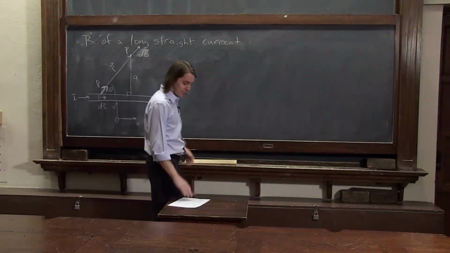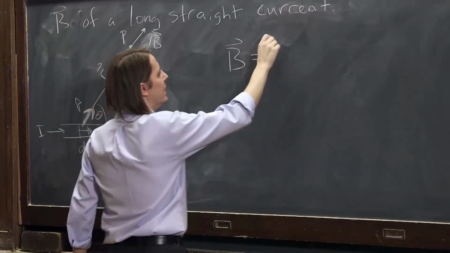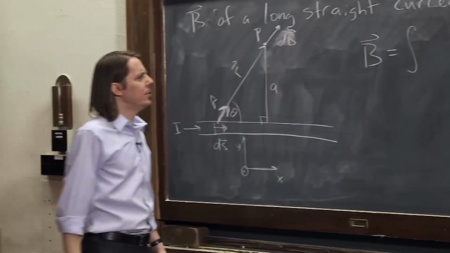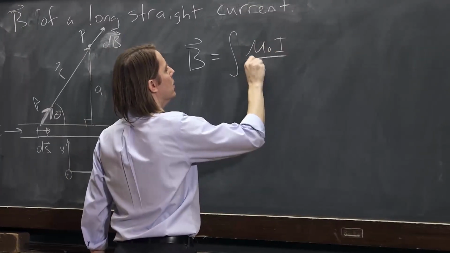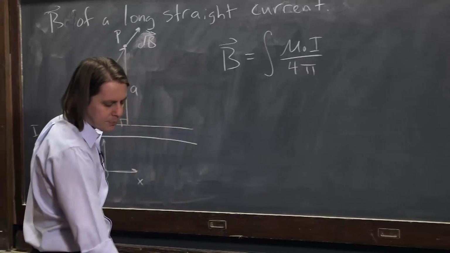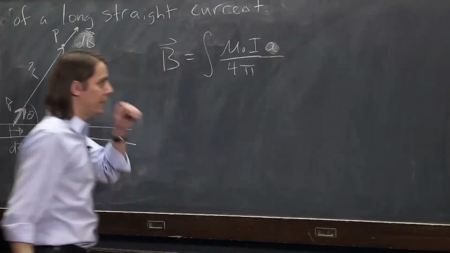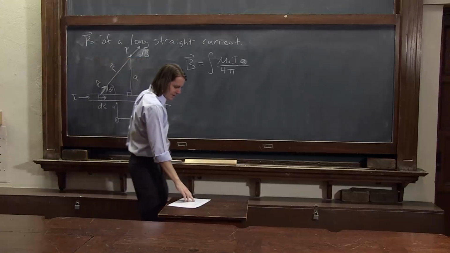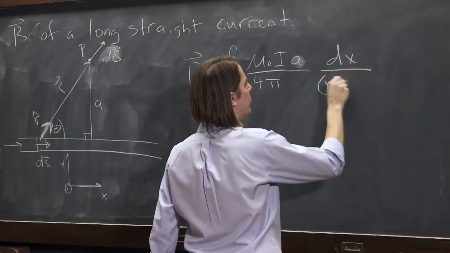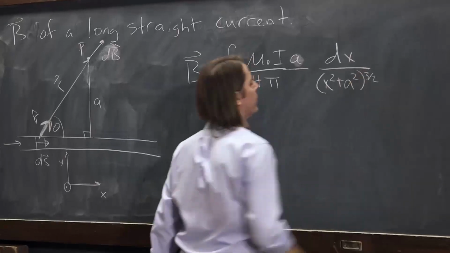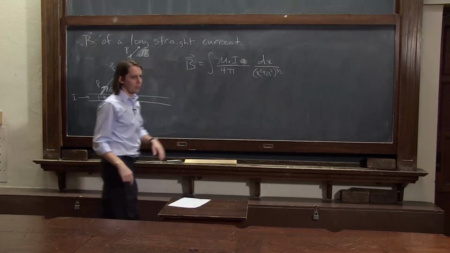All right, let's finish up our integral here. So we had said that the B field, we're going to integrate these dBs. So what did we have? We had mu naught I over 4 pi, and we had an a that can go with the constants, here, like that. And we had dx over x squared plus a squared to the 3/2. We got all this by combining the sine theta and the 1 over r squared.